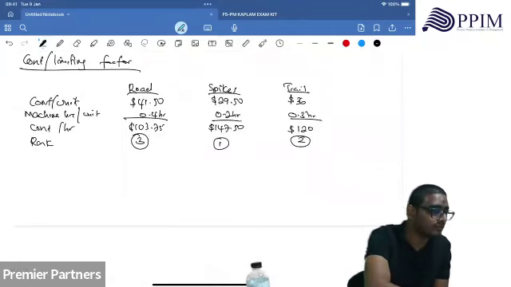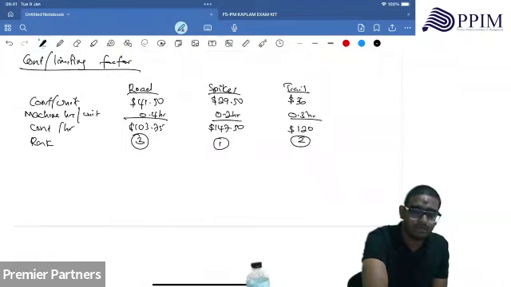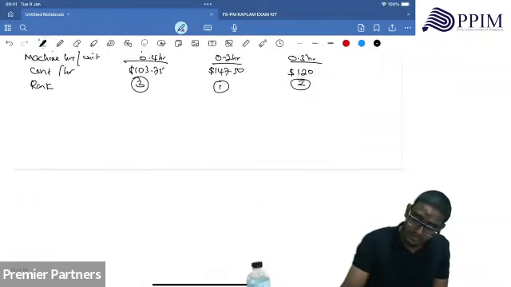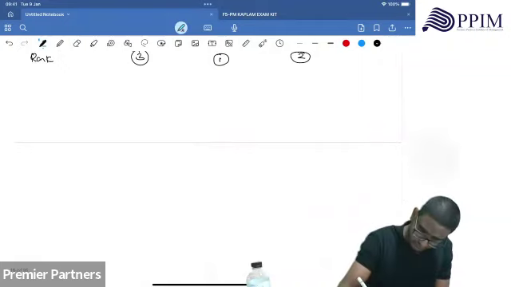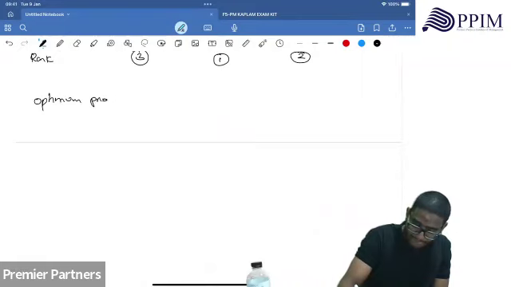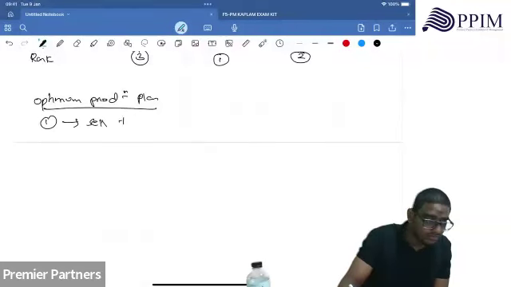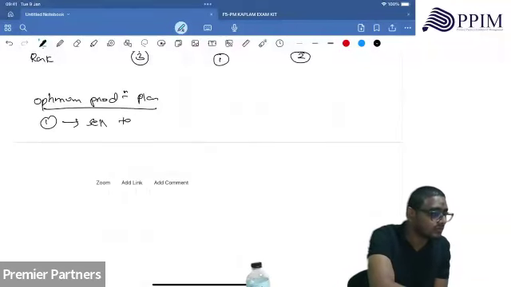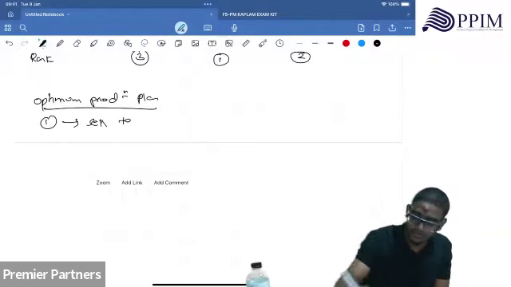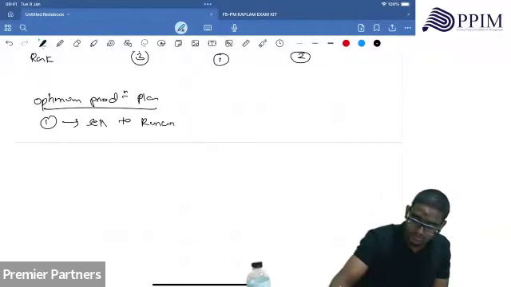Basically, based on this, you calculate the optimum production plan. First, they're going to sell to use that one, then markup done.